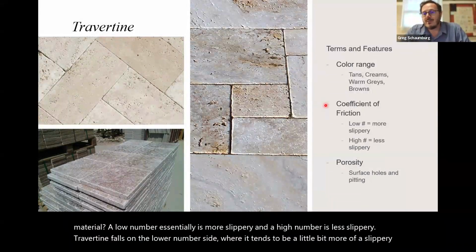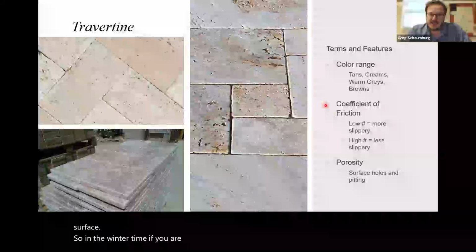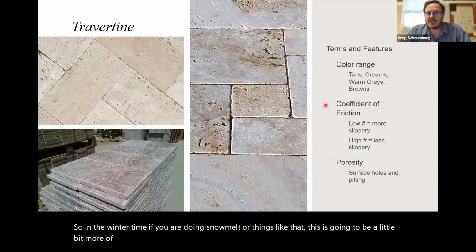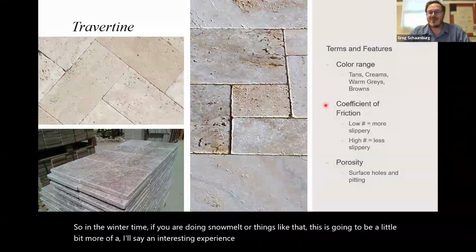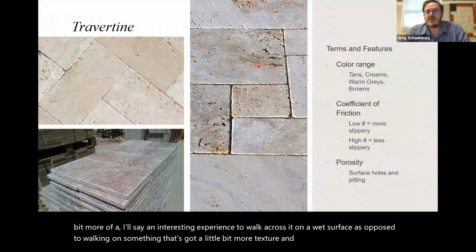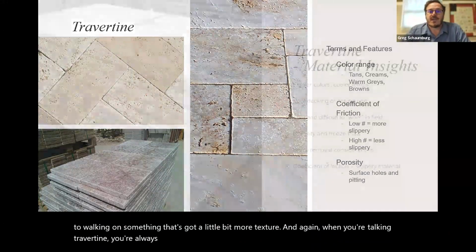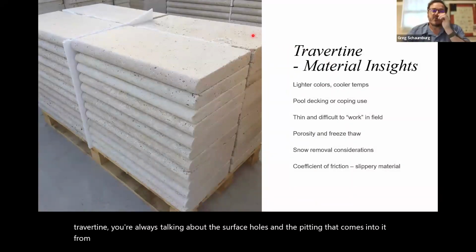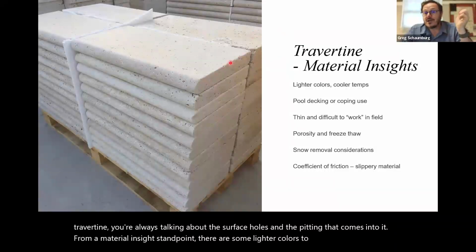So in the wintertime, if you are doing snow melt or things like that, it's going to be, I'll say, an interesting experience to walk across it on a wet surface, as opposed to walking on something with a little bit more texture. And again, when you're talking travertine, you're always talking about the surface holes and the pitting that comes into it. From a material insight standpoint, there are some lighter colors to consider, and with those lighter colors come cooler temperatures.